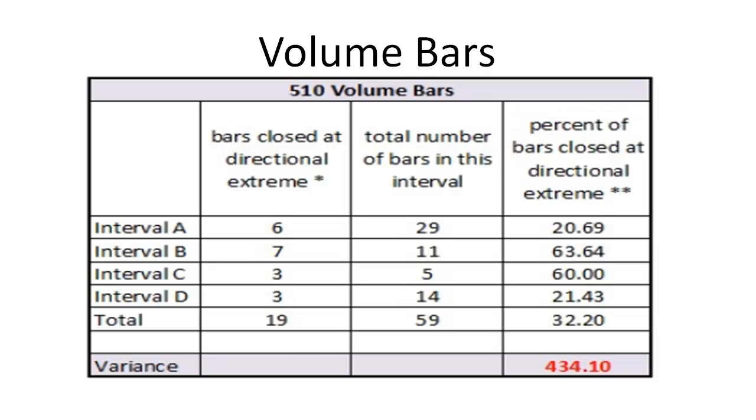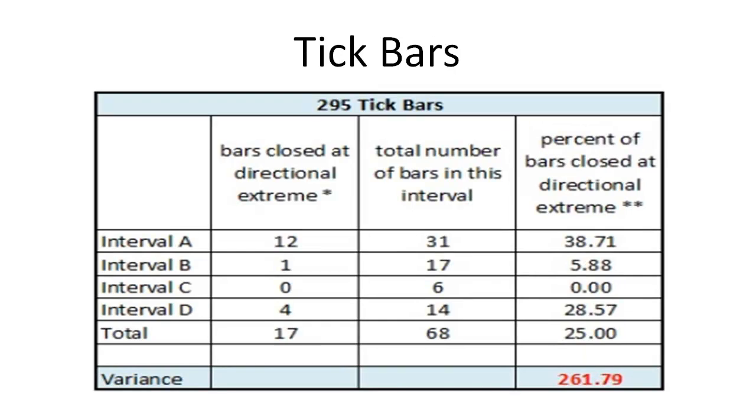Let's take a look at tick bars. Tick bars closed in their directional extreme 25% of the time. That's pretty staggering when you consider that there's no way such a close can be statistically significant in any way when it's only closing in the directional extreme 25% of the time.